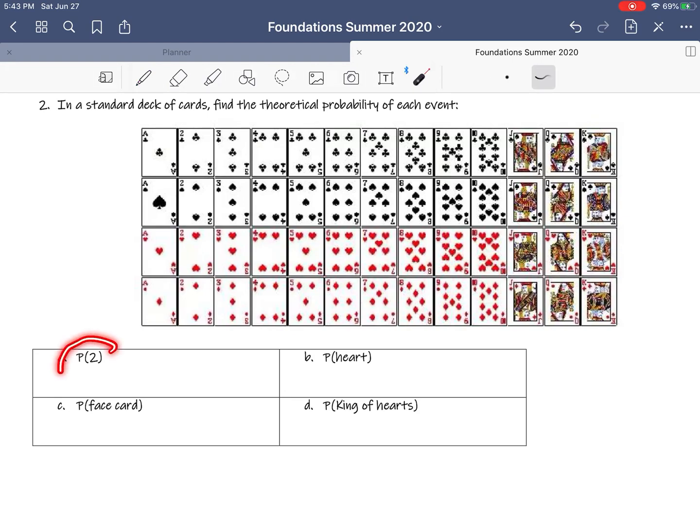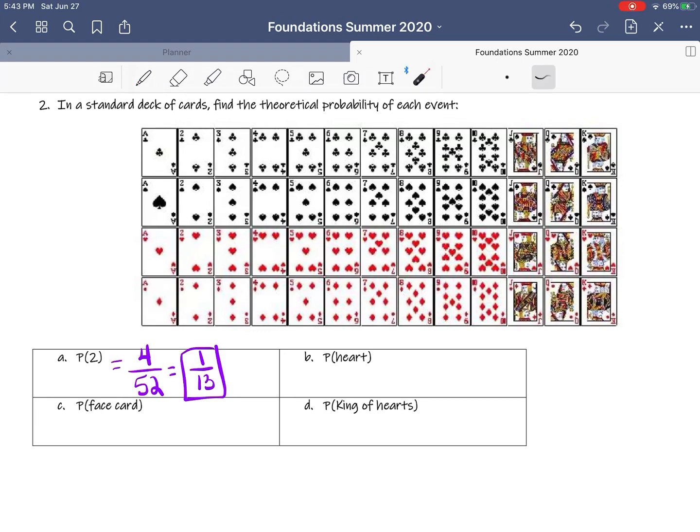So this is the probability of drawing a 2. So let's locate the 2's. How many 2's are there? 1, 2, 3, 4. 4 2's out of 52 total cards. And then you can reduce that to 1/13.